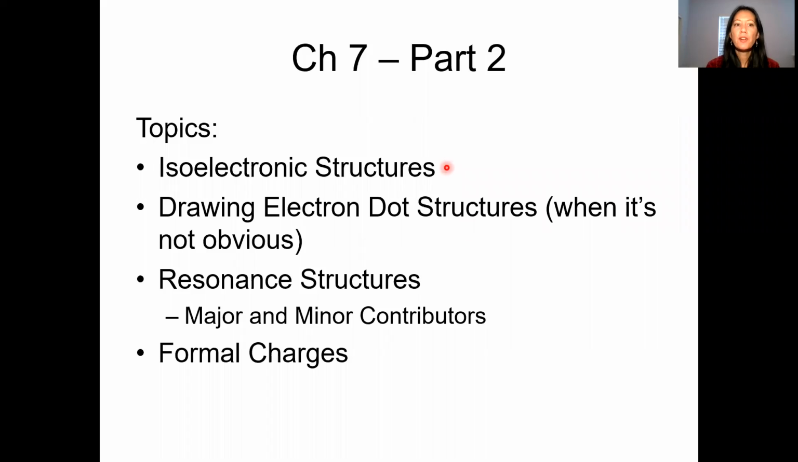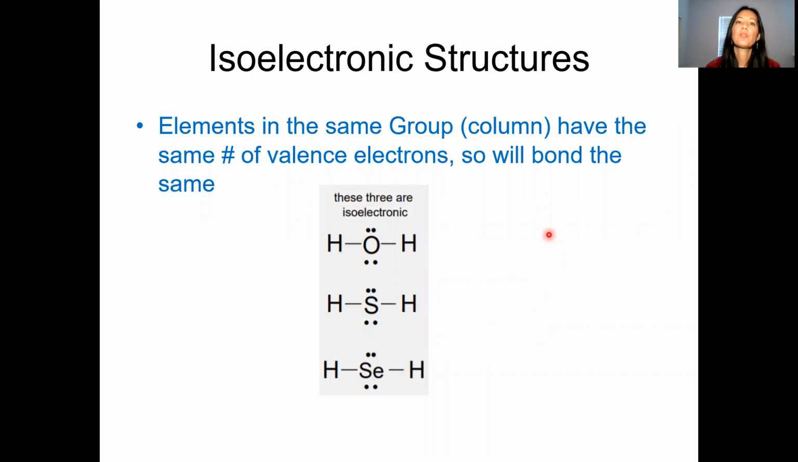Okay, I'm going to actually start out with isoelectronic structures and continue from there. Isoelectronic structures are structures that are bonded similarly. So what's going to be a really quick way for you to solve problems is to recognize that elements in the same column have the same outer electron configuration, the same number of valence electrons. That means they're going to bond in a similar fashion.